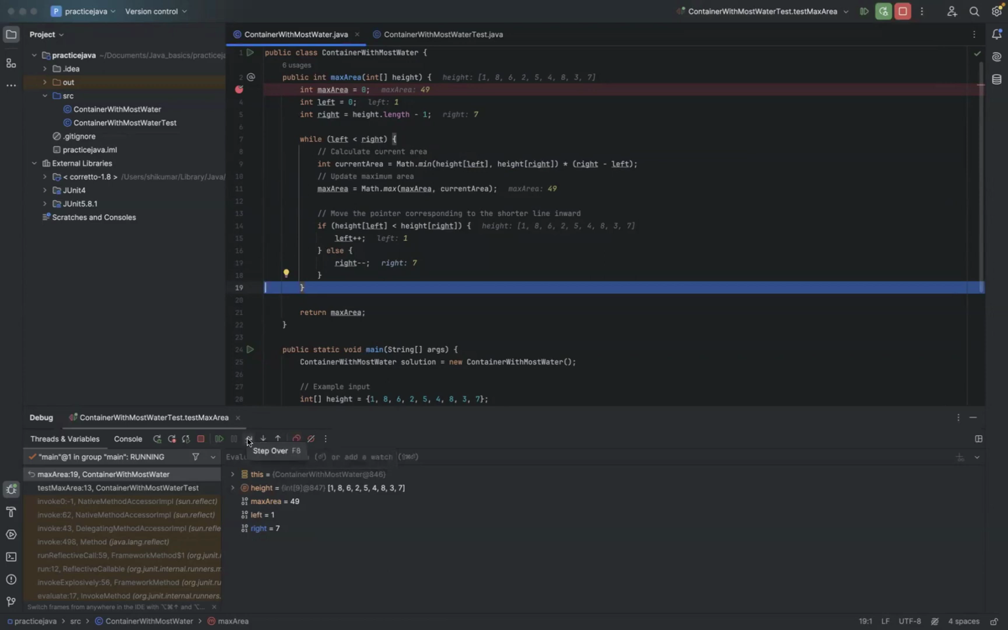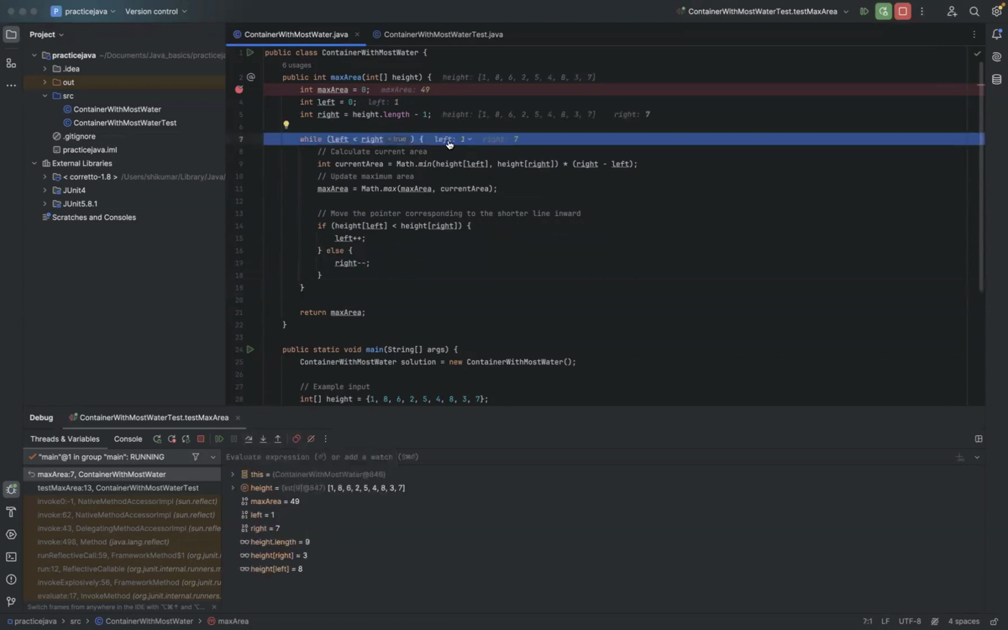In the very next iteration, again, we will go to the while loop. This time, left being 1, left will be sitting at this 8, and right is 7. This will come to 7, that means this will move one place backward. So this came over here. It will be at 3.